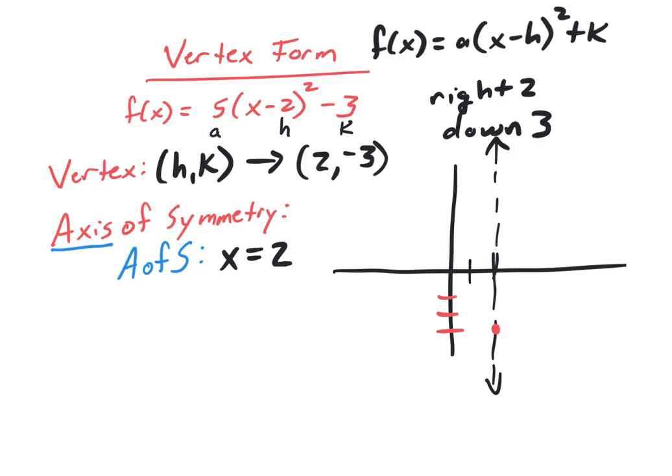Right here, this 5 is going to make this graph skinnier. And that's not something we're necessarily going to talk about right this second, but just know that's why it looks a little bit different. If you have a number out in front of the parentheses, then that's going to make the graph a little bit skinnier or sometimes wider. If the number is like a fraction, like a half, a fourth, a third, something like that, then it's going to make your graph a little bit wider than the original graph. Okay, but we call this the vertex form because we can look at the equation and we can immediately tell what the vertex is.